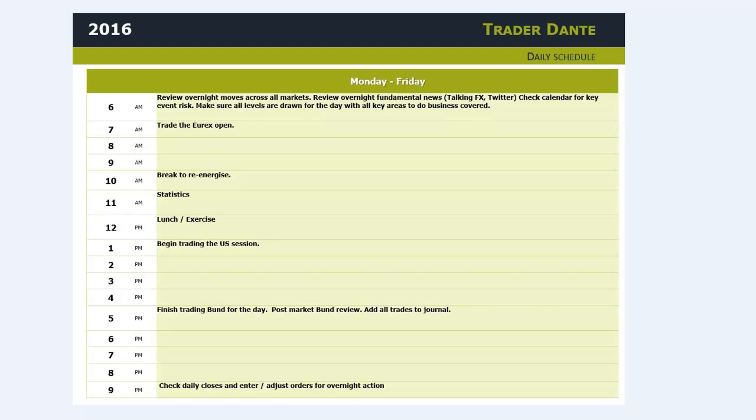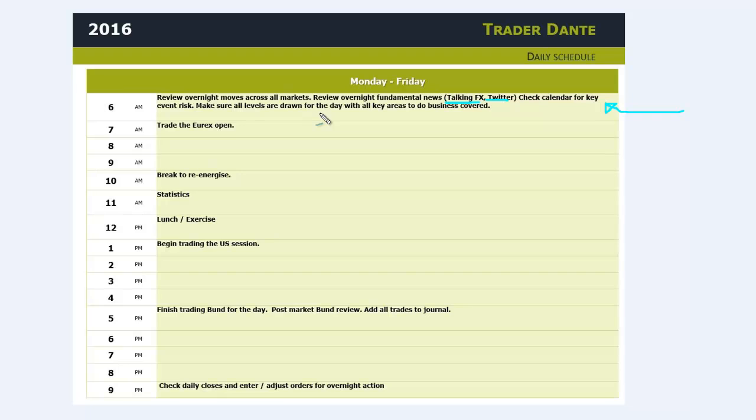But essentially I get in at 6 a.m. It hasn't opened. Most of the markets may have moved overnight, but they're quite quiet at 6 a.m. I'm looking at the overnight fundamental news, what the major markets have done overnight. And usually I'm going to be listening to Talking FX and then going on Twitter and looking at what people are saying, checking the calendar for key event risk that day, what's the market waiting for, and then making sure all my levels are drawn for the day.